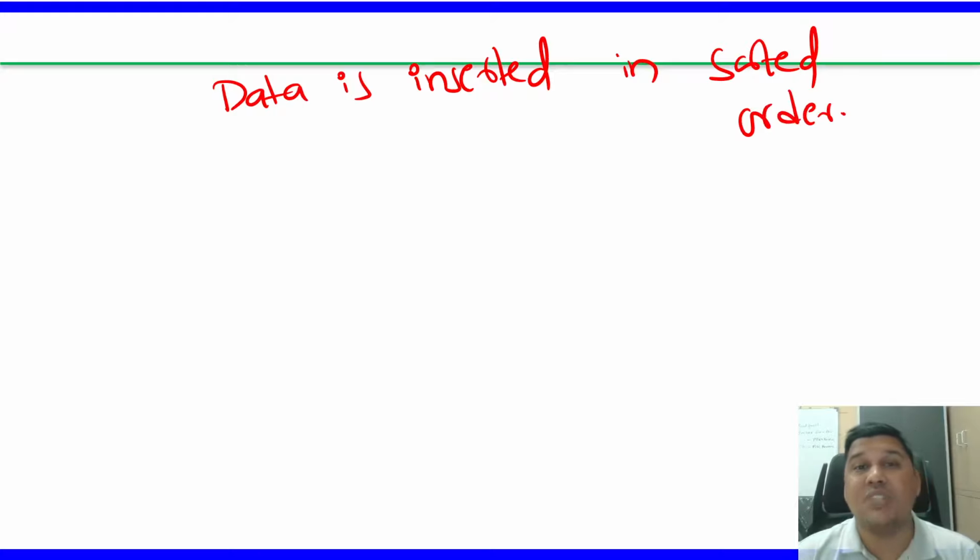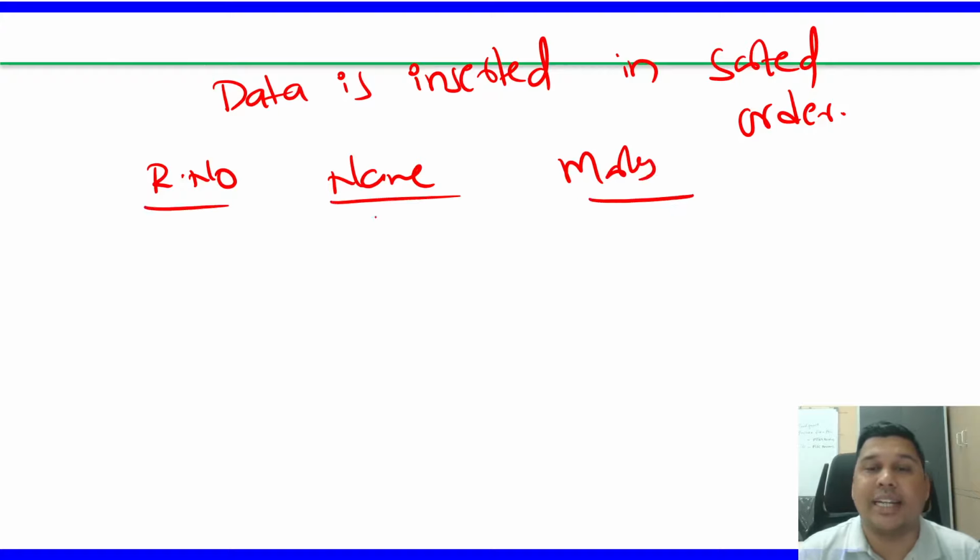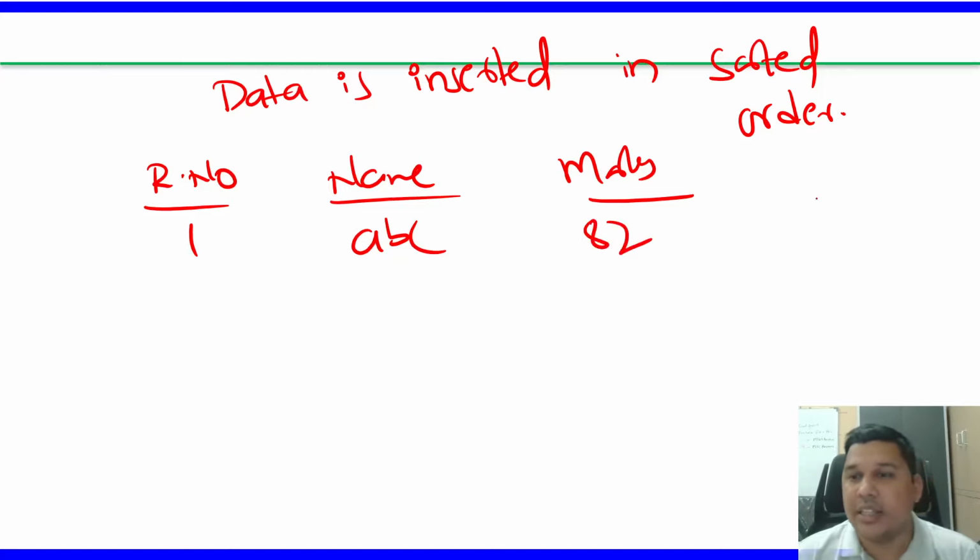Then retrieval is very easy, right? Retrieving is very easy, because I have an Excel sheet with roll number, name and marks. When I enter the first student's detail, let me enter it as it is, something like this, some 82. When I enter the second student's detail, it is 2, some CDE and 93%.